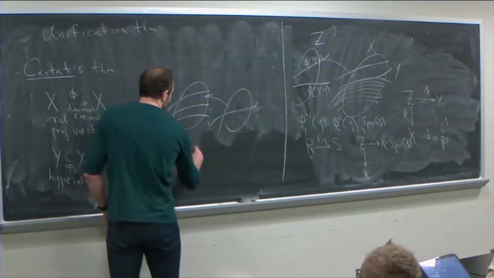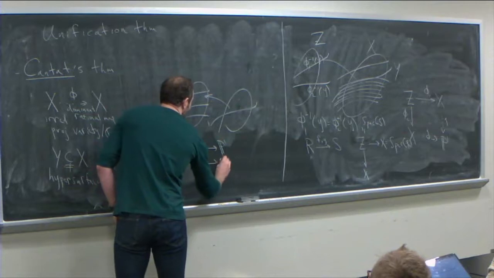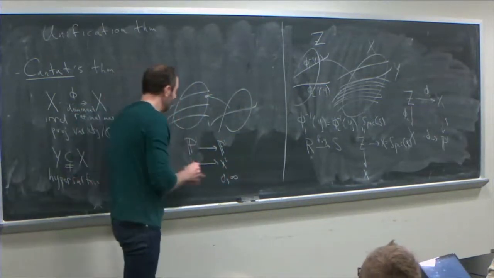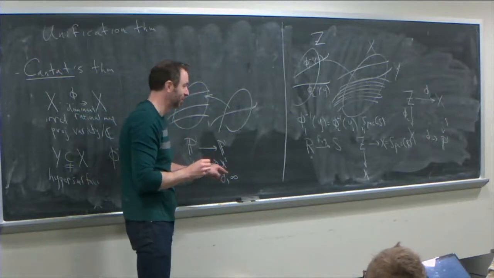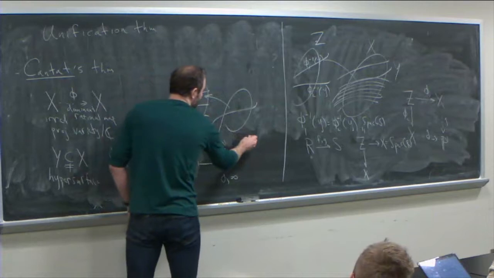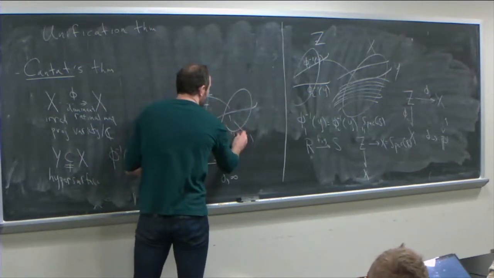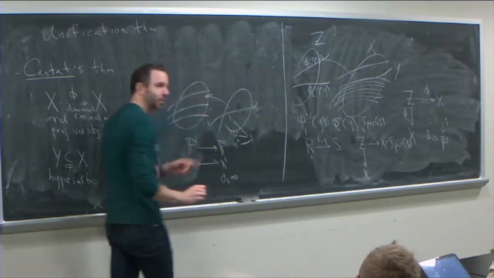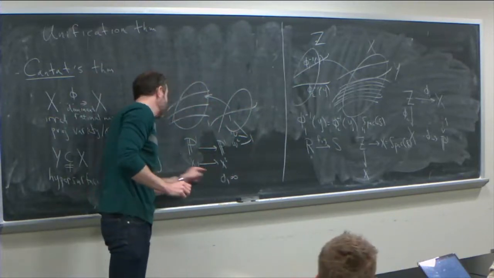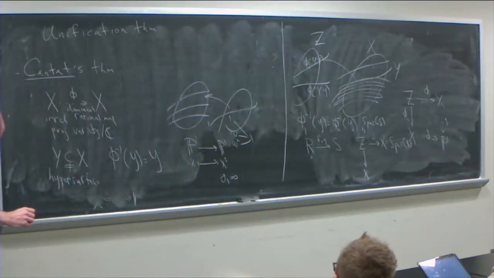So for example, if I take the map from P1 to P1, and it's just x goes to x cubed, then notice 0 and infinity are totally invariant hypersurfaces. But 1 is not, because it pulls back, even though 1 is one of the preimages, I get two other points. So total invariance means I have a subvariety of codimension 1 where the preimage is exactly the same.